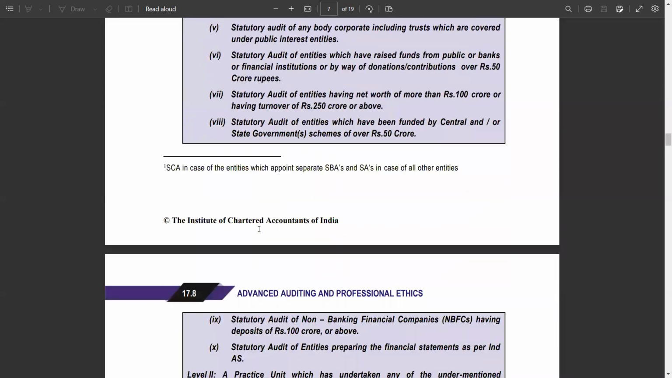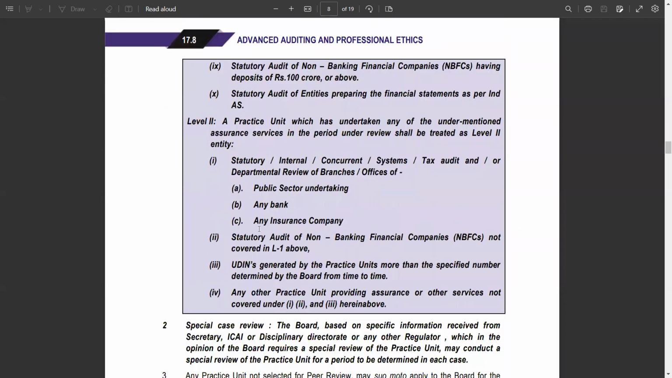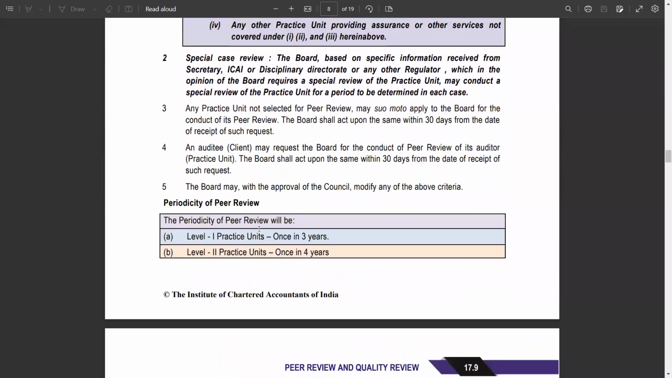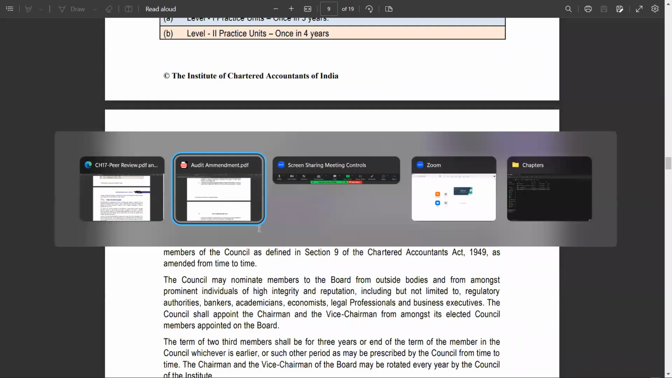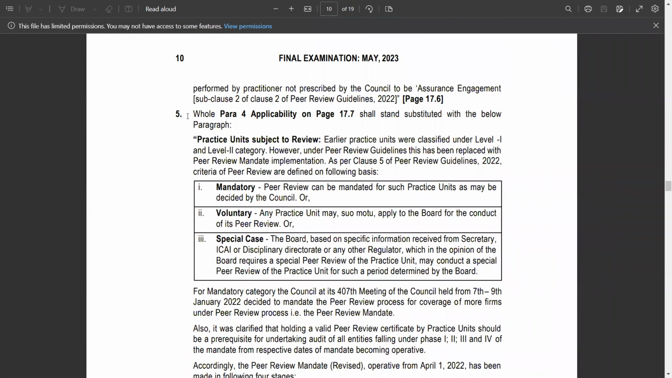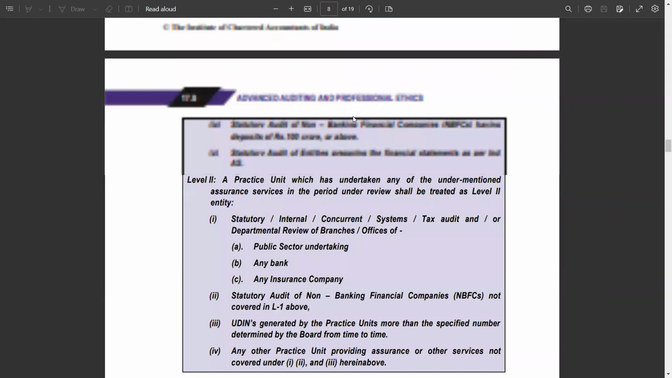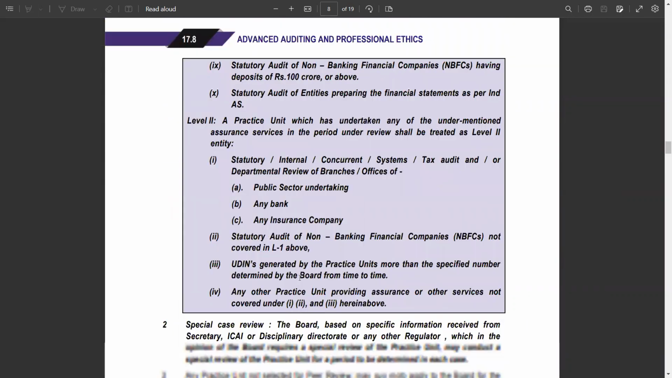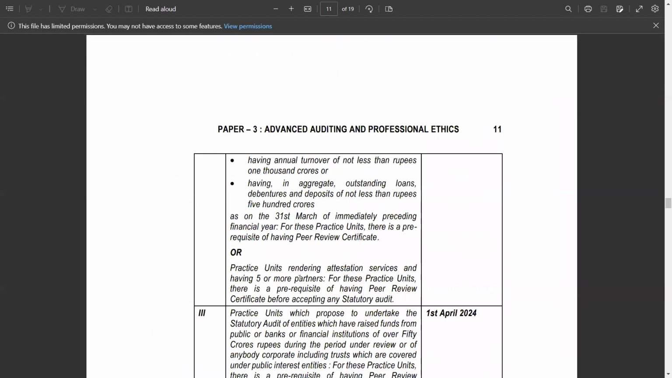So there is a point for level 1 and level 2 practicing units. This you can read. This is not that much important. Because this has been amended, let me walk you through the amendment portion. Yeah, this is the amendment portion. The whole para 4 applicability of 17.7 stands substituted. So this whole para is deleted. So you don't have to read this para, because otherwise you'd have to read all these points which are not relevant. The whole para has been substituted by this thing.